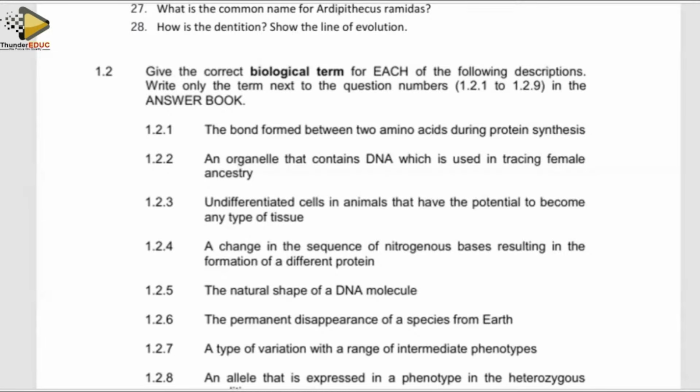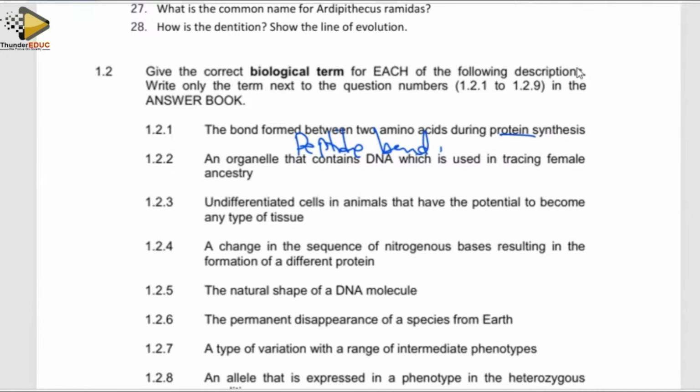The first question: the bond that forms between the amino acids during protein synthesis. How do you call that bond? We call that bond peptide bond. I like to start with the terminologies because this one warms you up so that you're able to prepare for the terminologies of the paper.